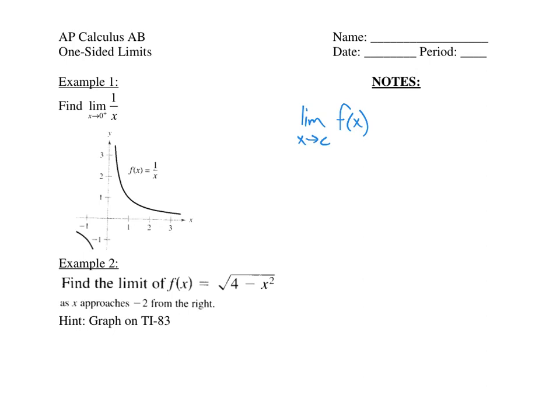Okay? Now, it's pretty easy to remember if you just think of the x-axis. All of the negative numbers are on the left side of the x-axis. So if we're taking the left-hand limit, we're going to put a little minus after the c like that. That's a left-hand limit.